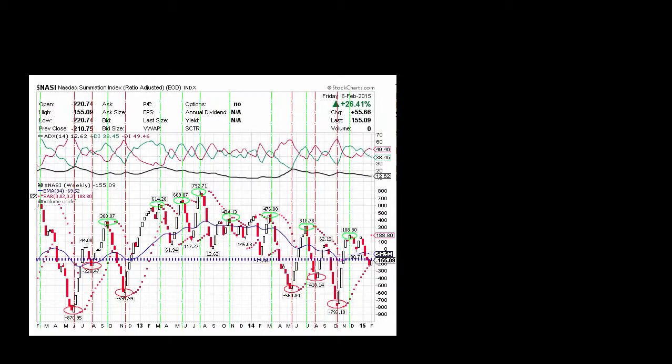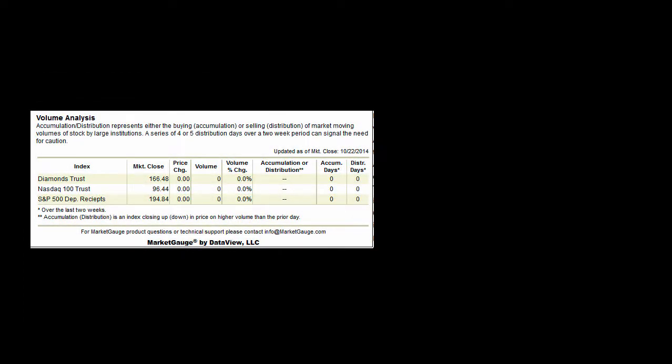The well-known market breadth indicator, the Nasdaq-McClellan Summation Index, rose 56 points for the sixth rise in 16 weeks. At a negative 155.09 points, it continues below all nine tops above plus 100 and above all six bottoms below minus 100 in the last 3 years.